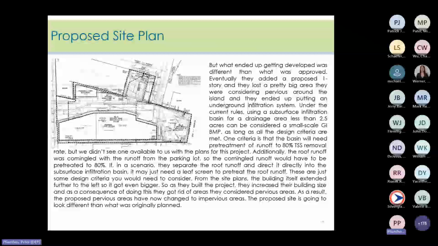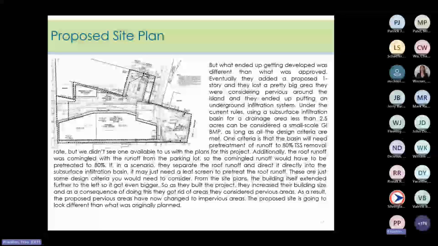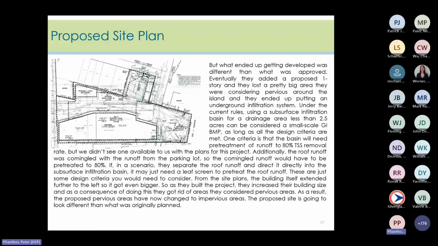But going back to the site plans, as you can see, the building itself extended further to the left, so it got even bigger. And so as they built, they increased their building size, and as a consequence of doing this, they got rid of areas they considered pervious areas. So now proposed pervious areas have changed to impervious areas. So the proposed site is going to look different than what was originally planned.